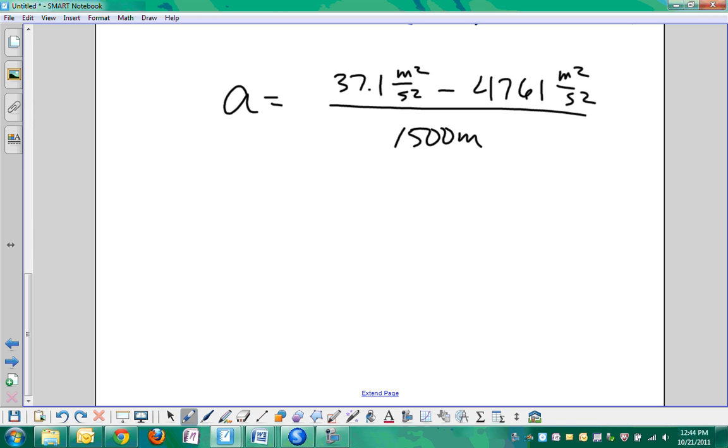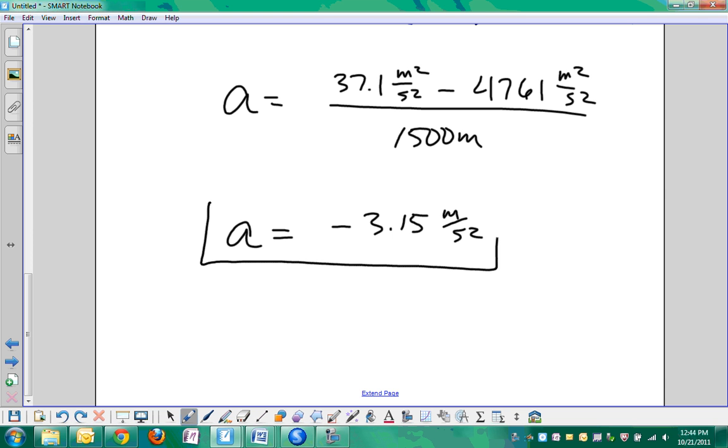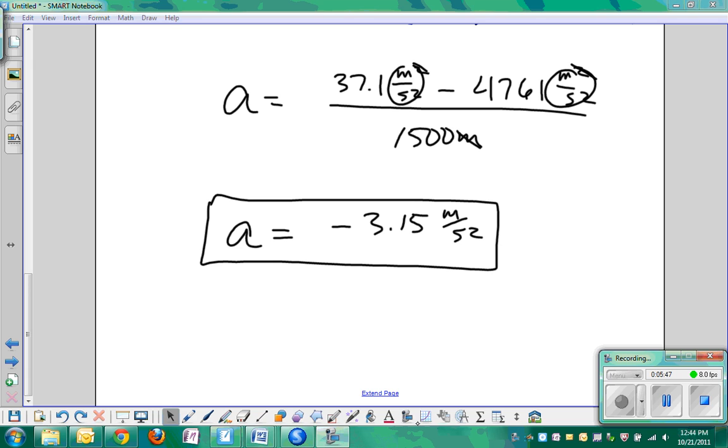So don't worry about what's in the numerator and what's in the denominator. Can you just give me a final crunch out there? Negative 3.15 meters per second squared. Now, did we just throw that on at the end? No. We got this right here. We did the correct unit thing, dimensional. All right, and we are done. Call it.